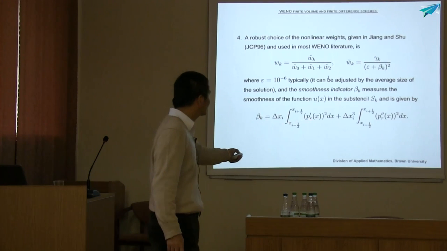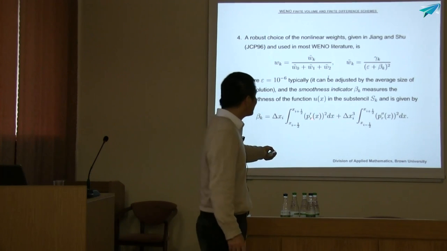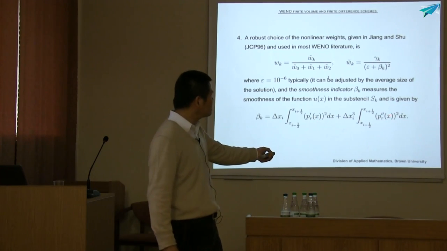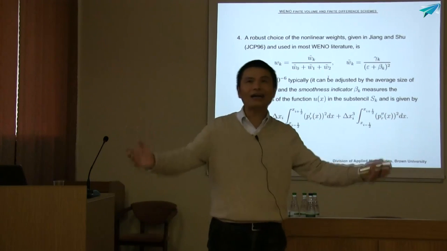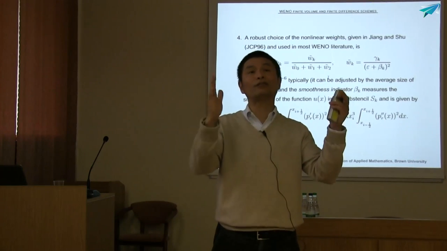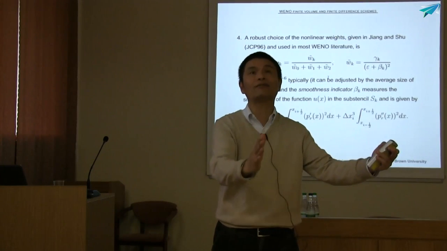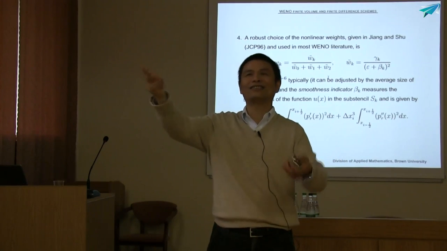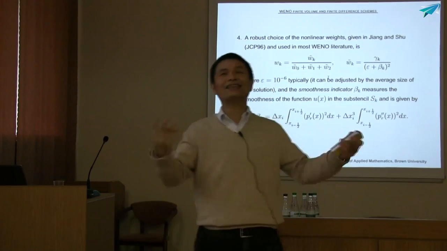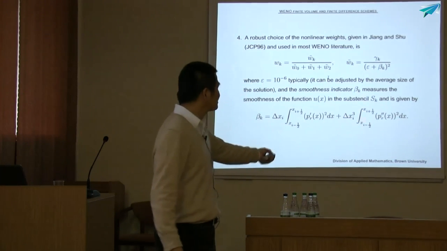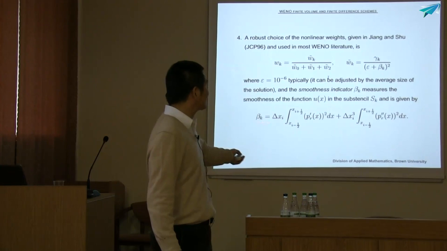So this beta k is, in one word, just the L2 norm of the derivative, second derivative, third derivative, and so on until you don't have any derivatives. So for example, in this case, it is just a polynomial of degree 2. Each stencil has a polynomial of degree 2. Then you can only take two derivatives, because if you take the third derivative, it's already 0. So you take the derivatives up to 2, you just integrate the square of each, and sum it up.